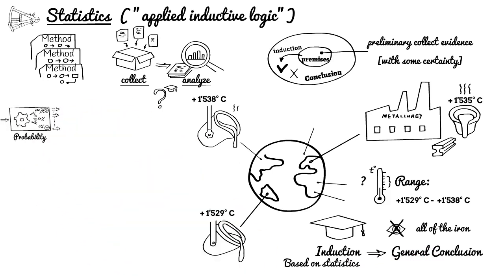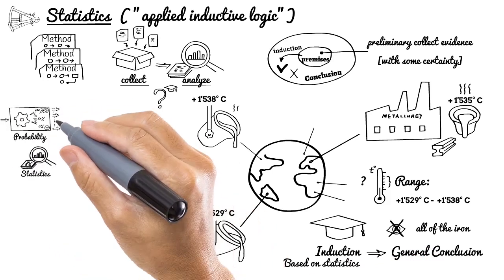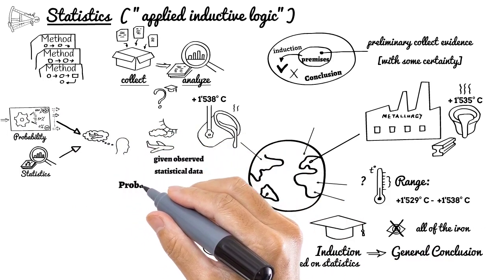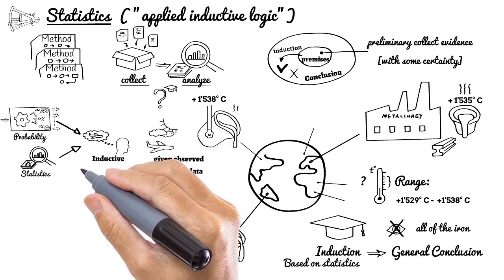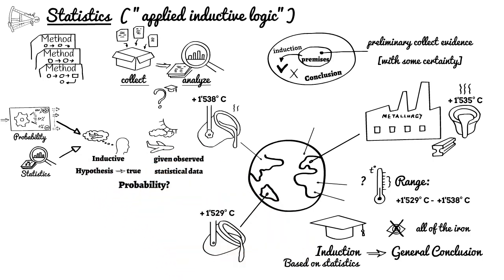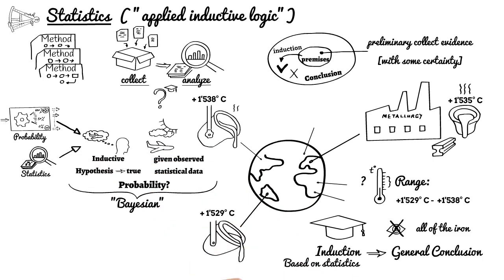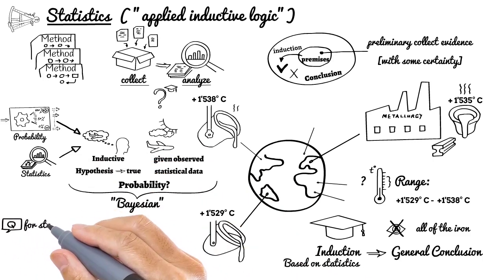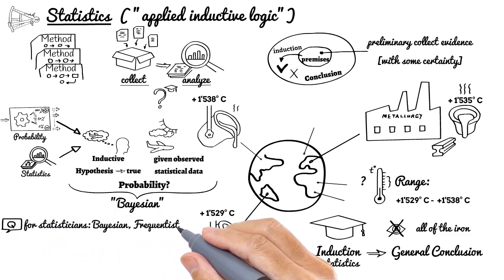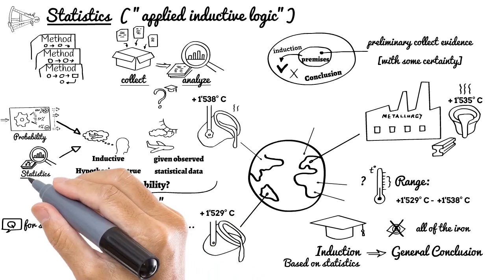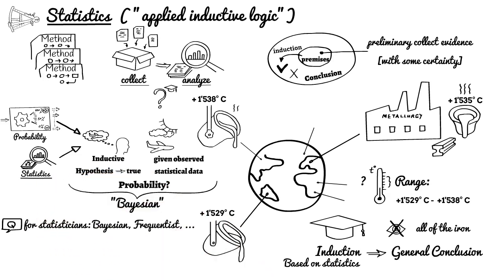The two recently mentioned tools meet together in the main question to be answered. Given observed statistical data, what is the probability that our inductive conclusion, our hypothesis, is true? Such a question is named Bayesian. There might be a few other questions for statisticians to answer, for example, the frequentist question and others. But we don't plan to discuss them now. That was briefly about statistics, which is used by scientists along with probability.